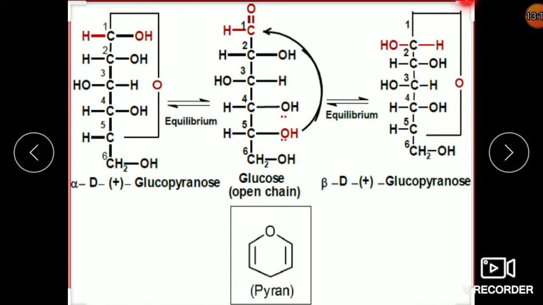That means carbon 1 and carbon 5 are joined with the oxygen. That means you are getting a ring of 6 atoms, but this ring is not homocyclic, it is heterocyclic because one hetero atom, oxygen, is here. So we can compare this structure to pyran, and here it is glucose. The cyclic structure of glucose is called glucopyranose.